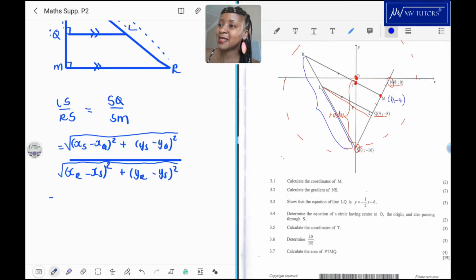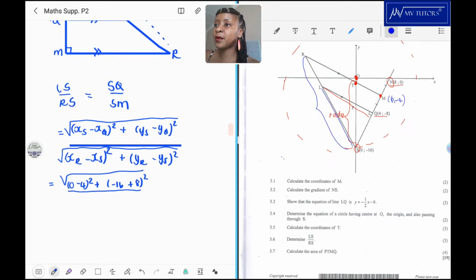Okay, so let us put in the values. The x coordinate of S is 0. For Q, it is 4. The y coordinate is minus 16. For Q, minus 8. So minus and a minus will become a plus. Hence, I have a plus there. Not forgetting our square root.